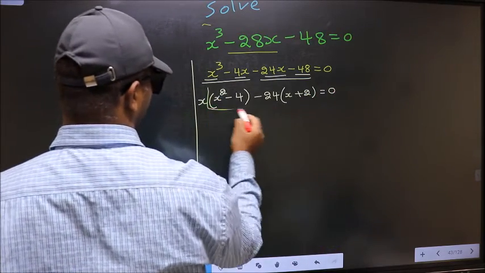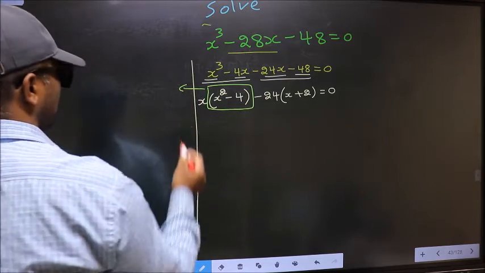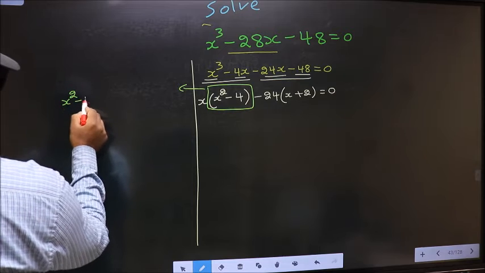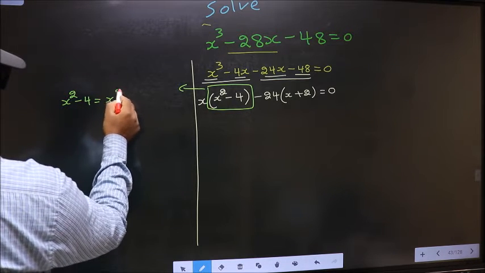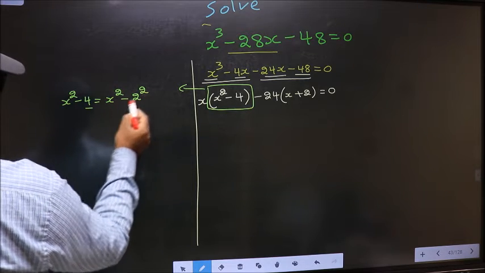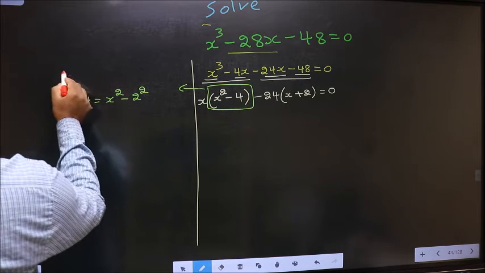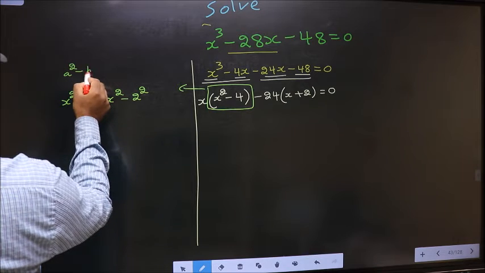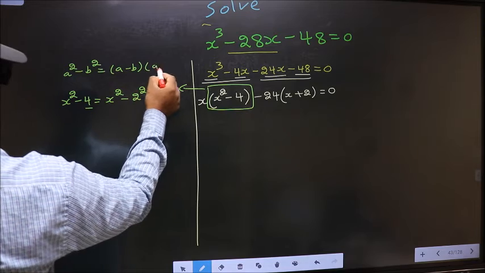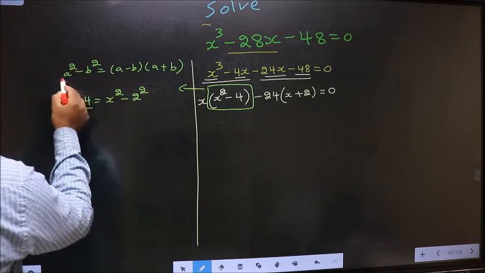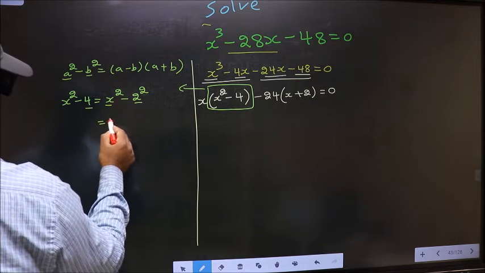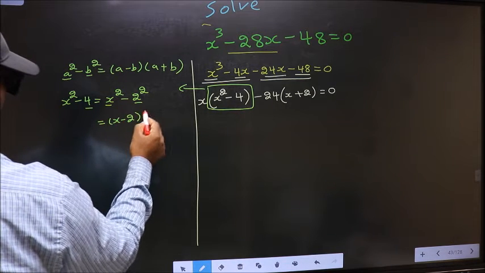Next, now this quadratic I will simplify it here. That is x square minus 4 equal to x square minus, now 4 I write as 2 square. On this we should apply the formula a square minus b square, that is a minus b times a plus b. In place of a we have x, in place of b 2. So we get x minus 2 times x plus 2.